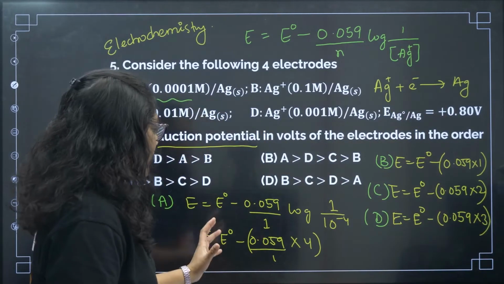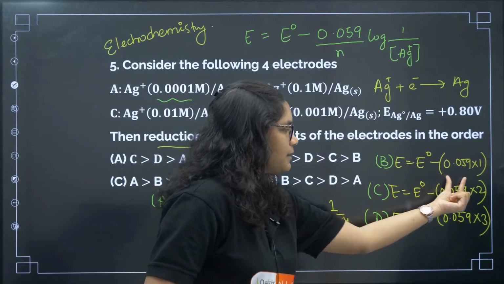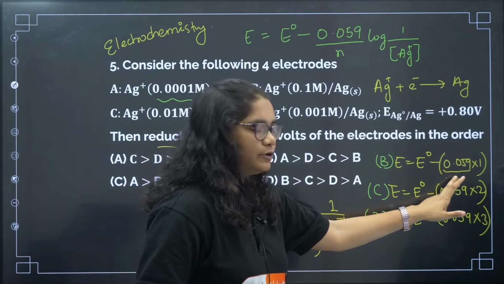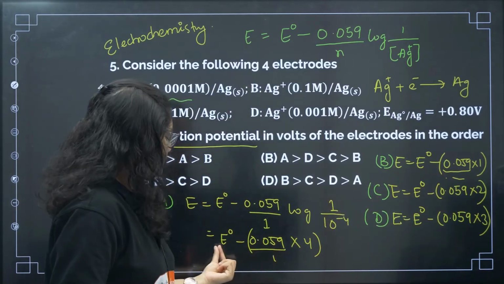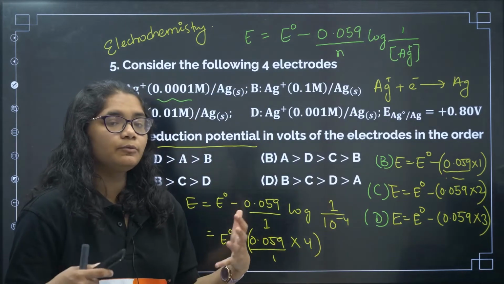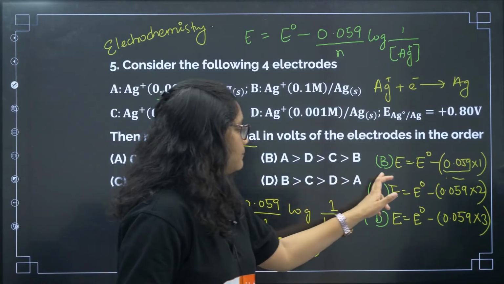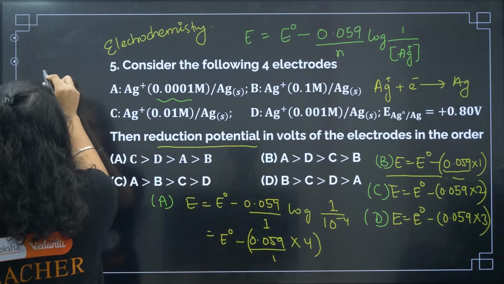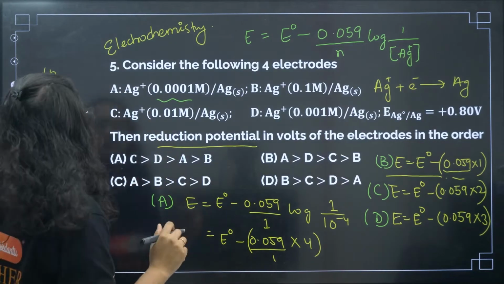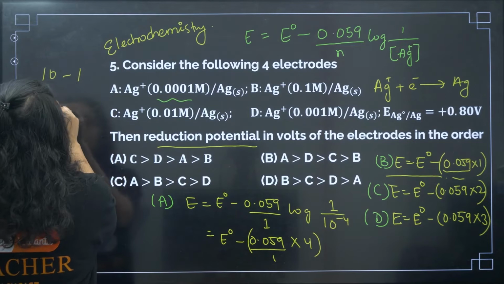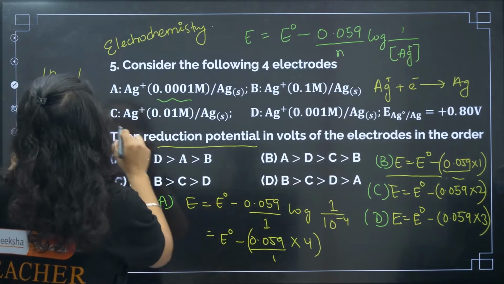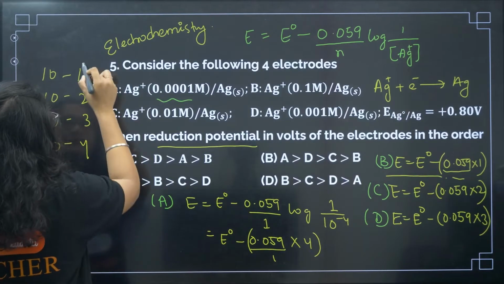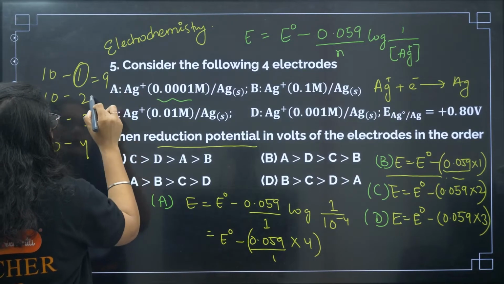Now you see, where the subtraction part, this part is smaller here, right? So you are subtracting a small number from E naught value here, and you are subtracting a big number from E naught here. So where the reduction potential will be highest? It will be in B, right? E naught, suppose let us assume that E naught is 10, for example, just a number. Now from E naught you are subtracting 1, you are subtracting 2, you are subtracting 3, and then you are subtracting 4. So where you are subtracting less, that value will be highest, right?